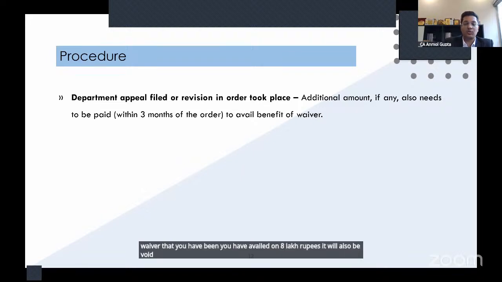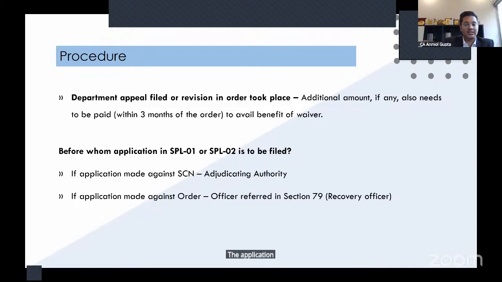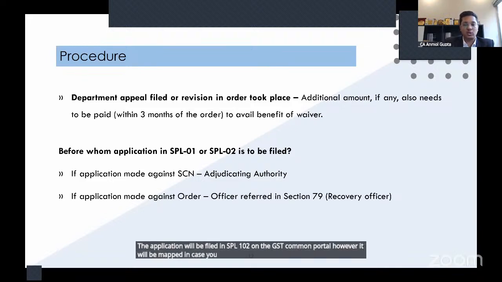You won't be able to enforce that also. The application will be filed in SPL 1 or 2 on the GST common portal. However, it will be mapped in case you are filing it against the show cause notice. So it will be mapped to the adjudicating authority. So you need to visit the adjudicating authority to explain why you have filed the application, or to furnish any document if you want.